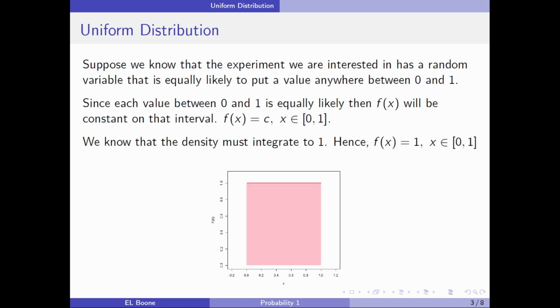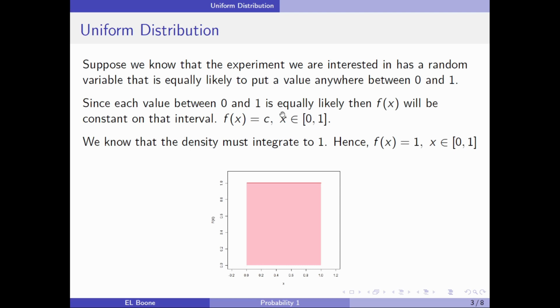Now, the first distribution we're going to look at is probably the one you'll perceive to be the least useful, but it's the easiest one to start with. As we go through it, you'll see that it becomes quite useful later. So suppose we have an experiment with a random variable that is equally likely to take any value between 0 and 1. Since each value between 0 and 1 is equally likely, our density will be equal. It'll be some constant on the interval [0, 1].